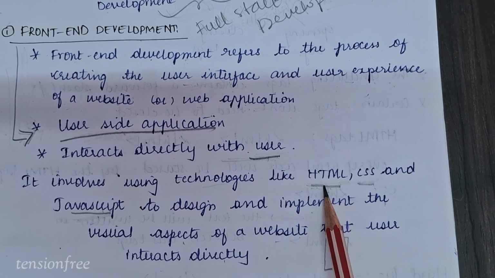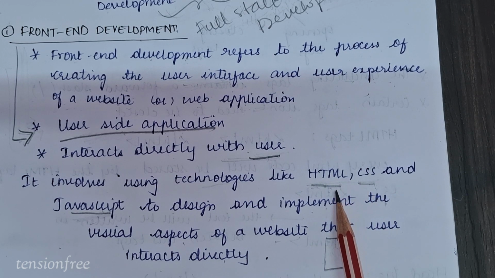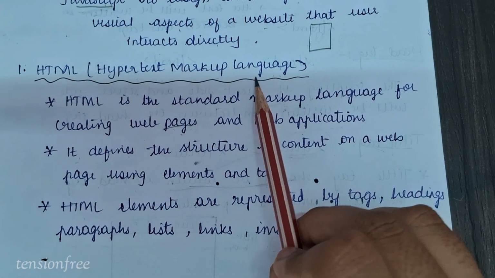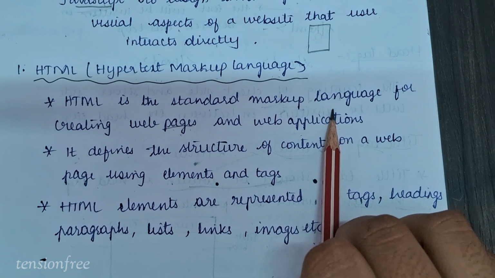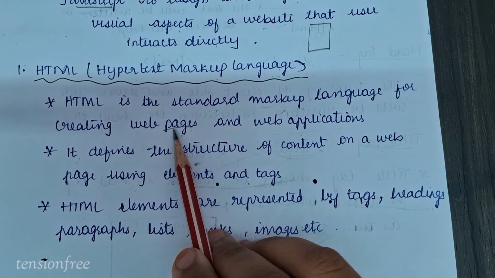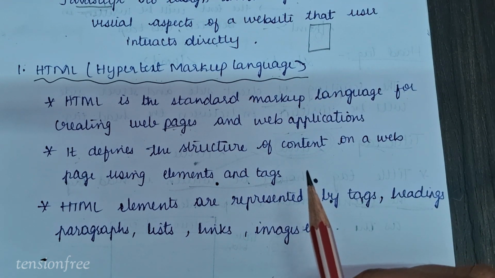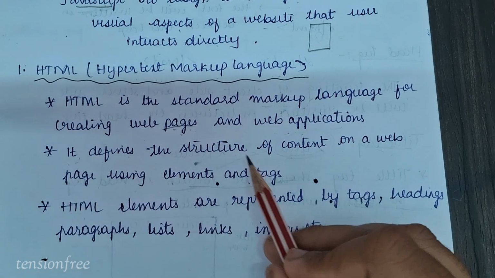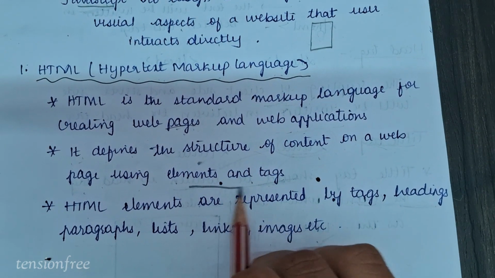We're going to discuss the HTML structure, definition and the execution process. HTML is Hypertext Markup Language. That means HTML is a standard markup language for creating web pages and web applications. To create a web page and web applications, we use HTML. It defines the structure of content on the web page using elements and tags.